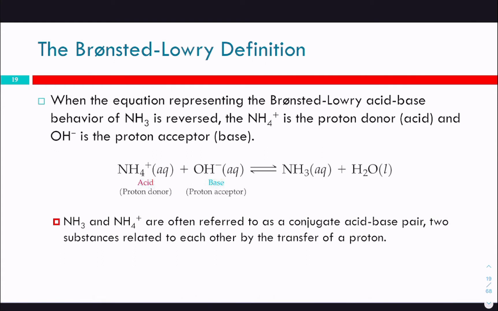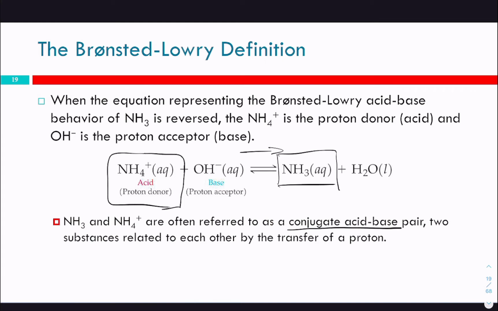When the equation representing the Bronsted-Lowry acid-base behavior of ammonia is reversed, so we've taken that equation from earlier, written it backwards, now NH4 plus is the proton donor, so it's an acid, and the OH minus or hydroxide is the base. So in this forward direction, the acid is NH4 plus. If we reverse it, then it becomes a base. So these are conjugate acid-base pairs.